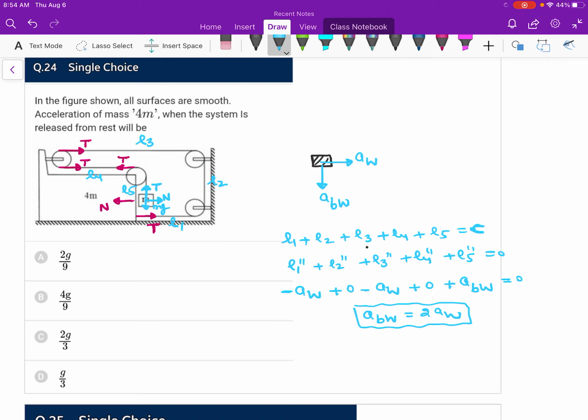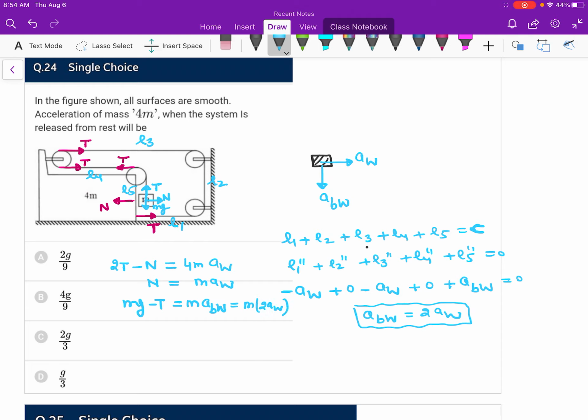Now let's form the equations. On the wedge, the total force acting towards right is 2T minus N. So 2T minus N is 4M times A_W. On the block in horizontal, N equals M A_W, and on the block in vertical direction, mg minus T is equal to m A_BW, and A_BW is twice of A_W, so m twice of A_W.